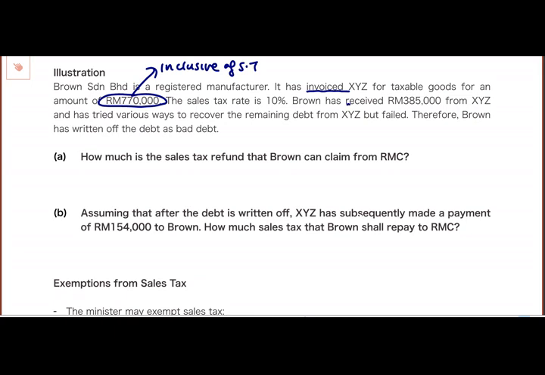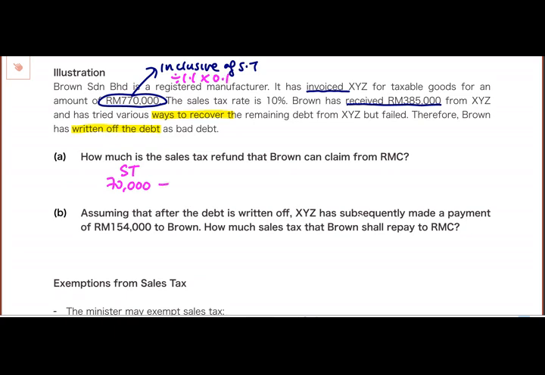Now, Brown has received 385,000 and they have tried various ways to recover the debt but failed, so they write it off. So two things: they have tried ways to recover and they also have written off. The question now is how much refund can you claim from the Royal Malaysian Customs? How much is the sales tax? If the invoice value is 770, which includes 10% sales tax, that means sales tax is 70. You show the formula to calculate: it must be divided by 1.1 times 0.1, right?